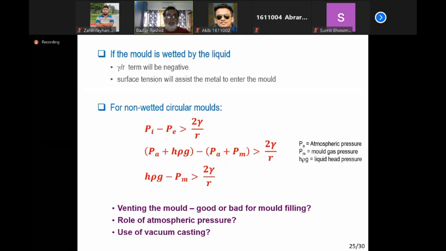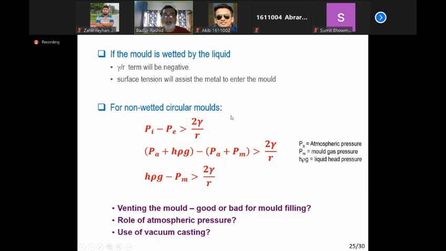That means during filling, we're openly pouring the liquid metal into the pouring basin. So H rho G becomes effective. And at the same time, PA also becomes effective because it is open to the atmosphere. But on the other hand, since the mold is inside the vacuum, we sucked out the PM as well as we sucked out the PA.